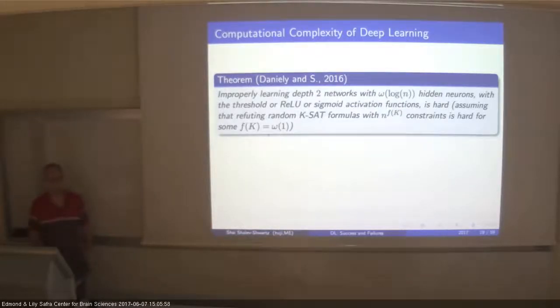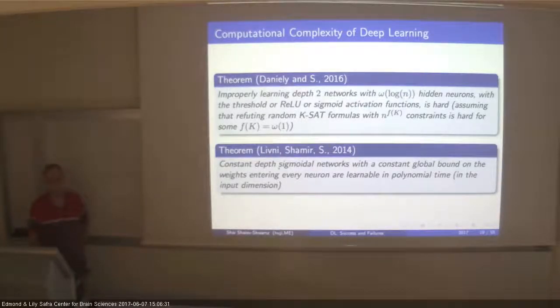One of them is with my former student Amit Daniely, who is going to be here next year as a faculty. Even if you look at depth-2 networks with just a logarithmic number of hidden neurons, with any reasonable activation function, the training process is hard in a very, very strong meaning of hardness. So it's very hard to train deep networks, really?